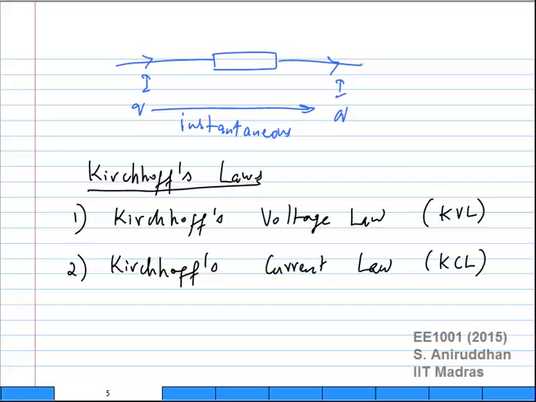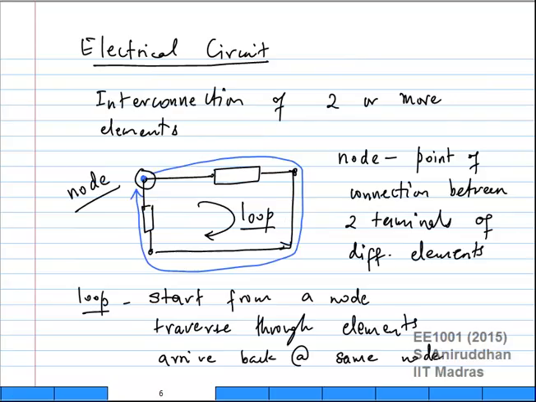So the speed of the system matters, the size of the system matters, which is why I pointed out that these are very localized, small scale systems which we will assume in this course. What are these laws? KVL and KCL. To understand those, we need to define what an electrical circuit is.